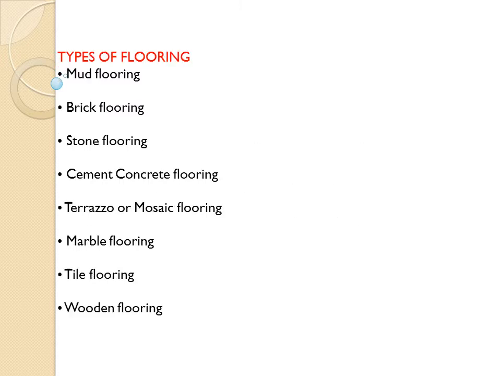In the same way, for the next, what are the types of flooring? From the terminologies which are used before the word flooring, you could easily recognize mud flooring, basically using clay or mud. Additional materials will be seen individually when we are studying this. Next, brick flooring which uses brick. Stone flooring, again hard, which uses stone. Cement concrete flooring, terrazzo or mosaic flooring, marble flooring, tile flooring, wooden flooring. So these are the basic different floorings which we are going to cover in short.